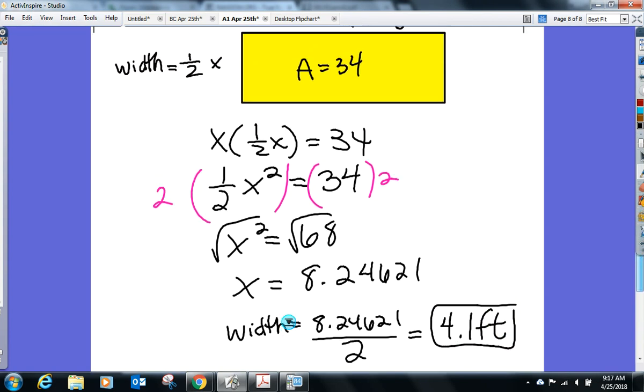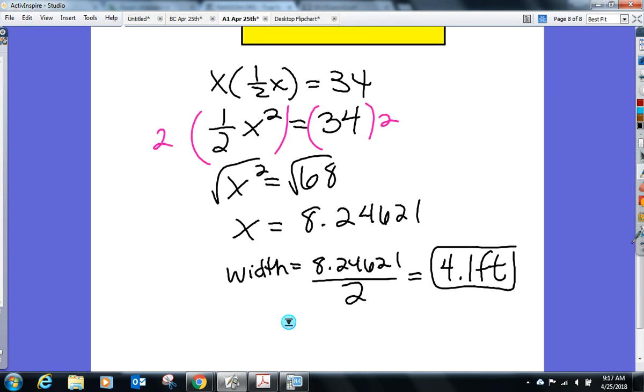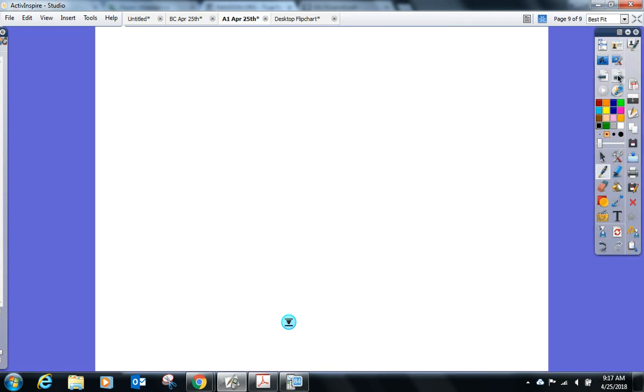All right. Anything you want to ask about that? Well, you had to set it up correctly and then solve it correctly, right? And at the end, make sure I was solving for the length and I needed the width. There's going to be some tricks here we got to watch out for, some traps. And think about it for today.